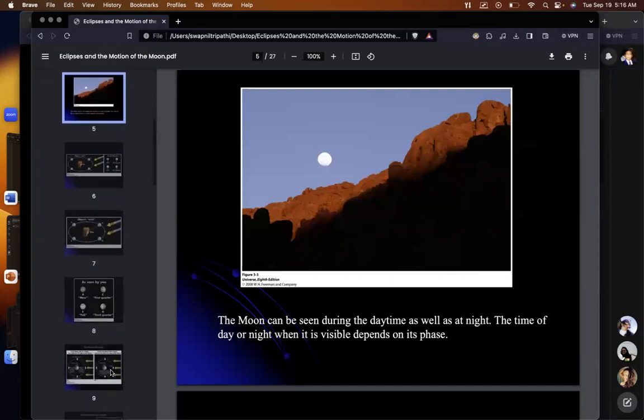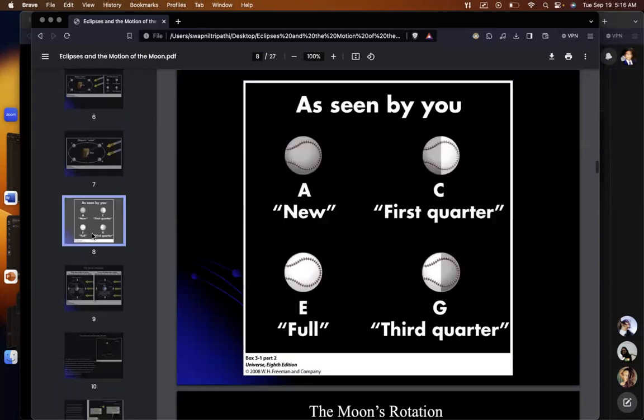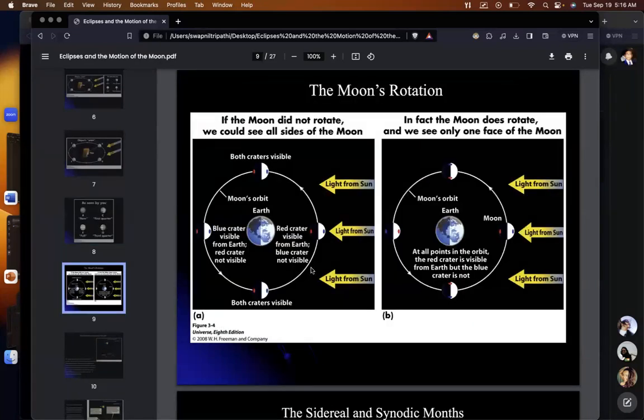So some diagrams here trying to explain more how the phases are seen. Another point, we always see only one face of the moon. We always see one side of the moon. We don't see the other side. And so the side that we see is called the near side of the moon, and the other side is called the far side of the moon.